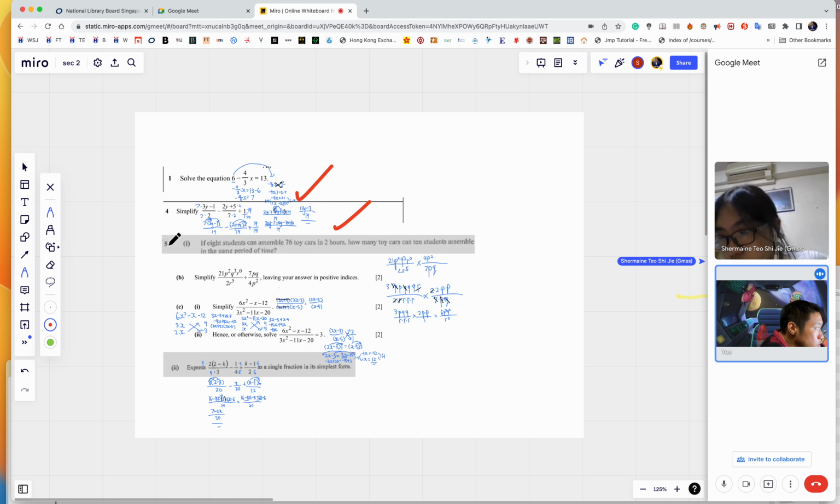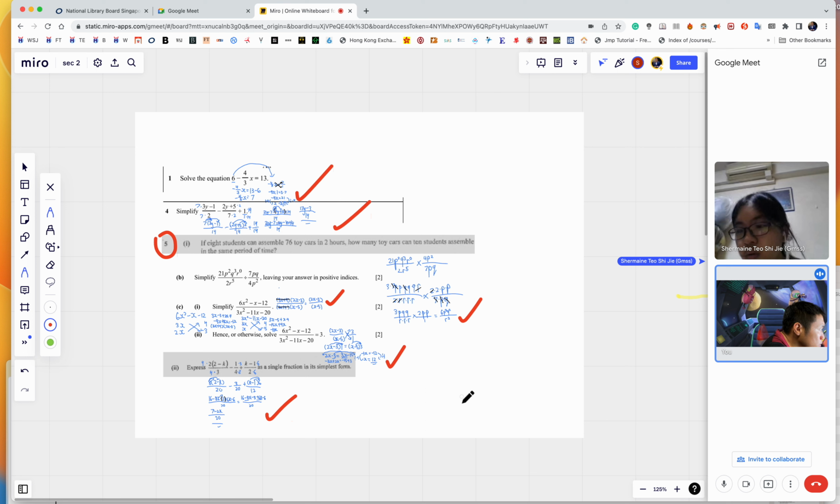Then question 5. Where do you do question 5? Yeah, I was gonna get back to that later. Because I do the other questions first before. Never mind. I know. The rest of the questions look very good to me. So this is good. Then this also good. This also good. Yeah, then this one looks good.